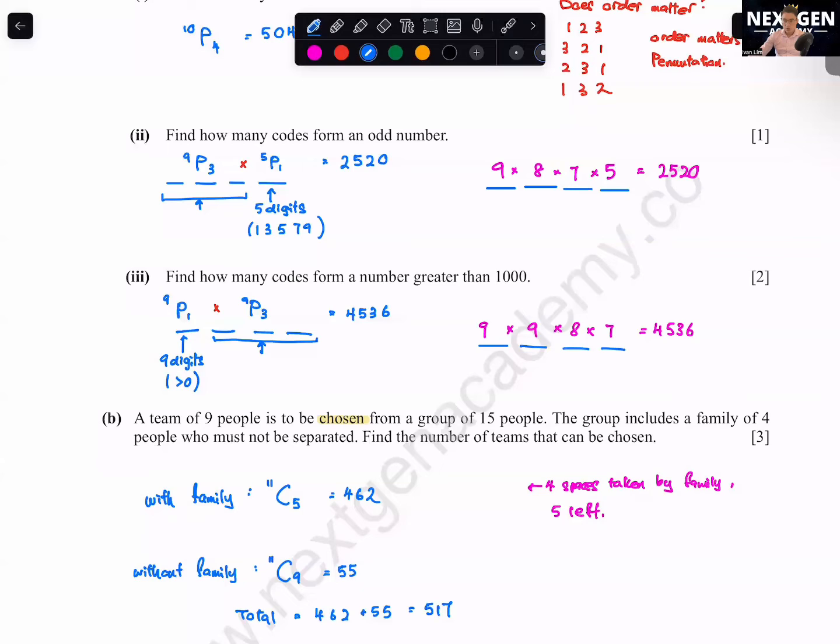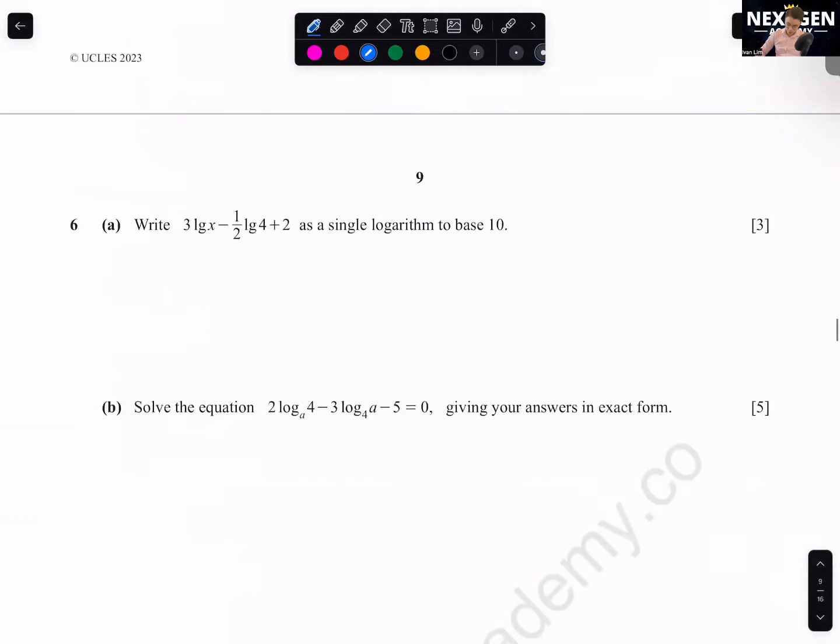They say arrange the colors and group. You can arrange, yeah, that one is permutation. Okay, we go through one more before we take a break. Question 6.